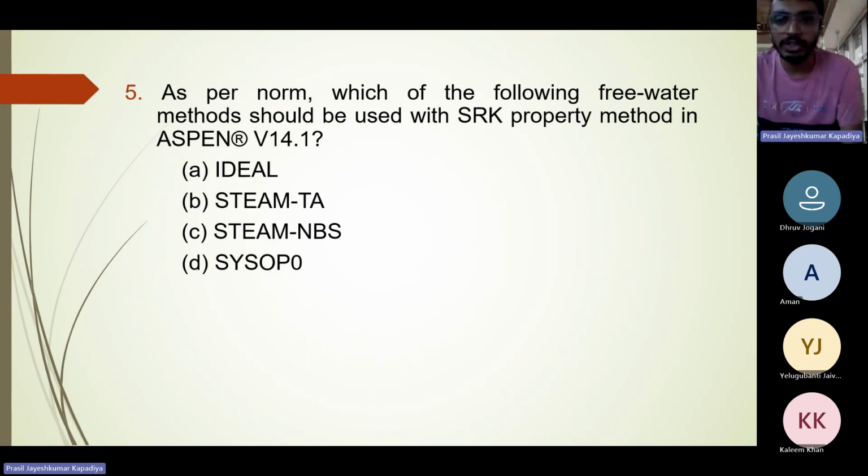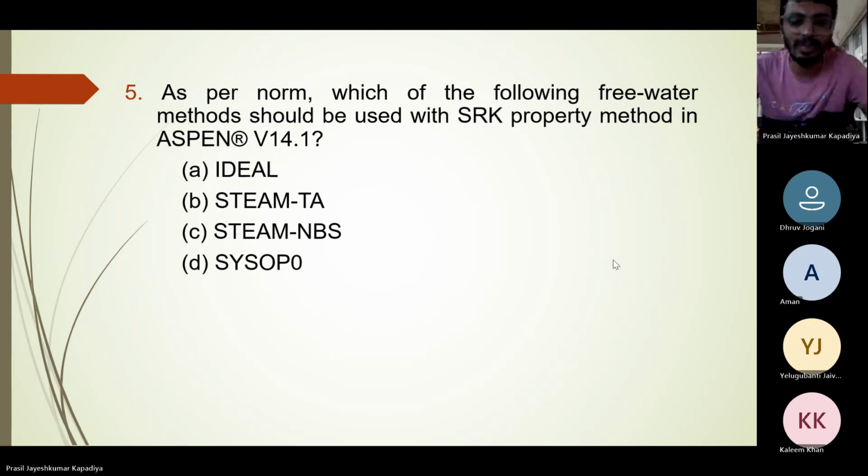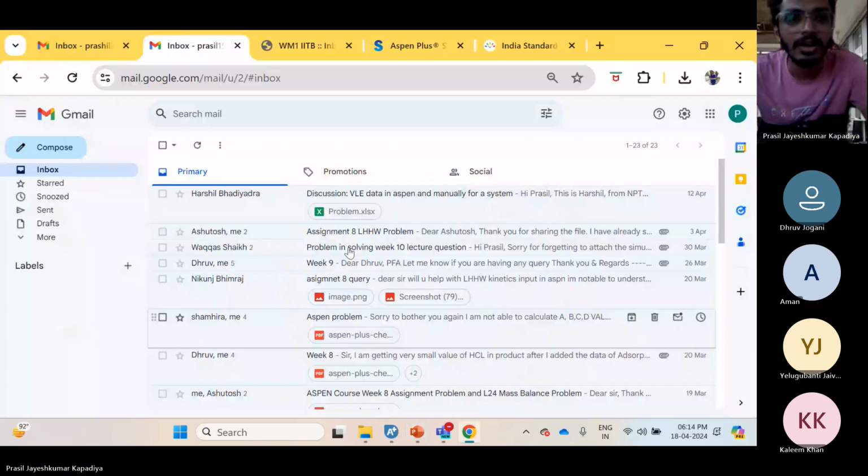As per norm, which of the following free water methods should be used with the SRK property method in Aspen? Is it ideal, steam TA, steam NBS, or CSOP 0 property method? This was mentioned by sir in class in one of the lectures, I remember. I think Steam NBS. Yeah, it should be steam NBS. So steam NBS is basically, I forgot my notebook. I have written this. It is based on some, wait, let's check this on Google.